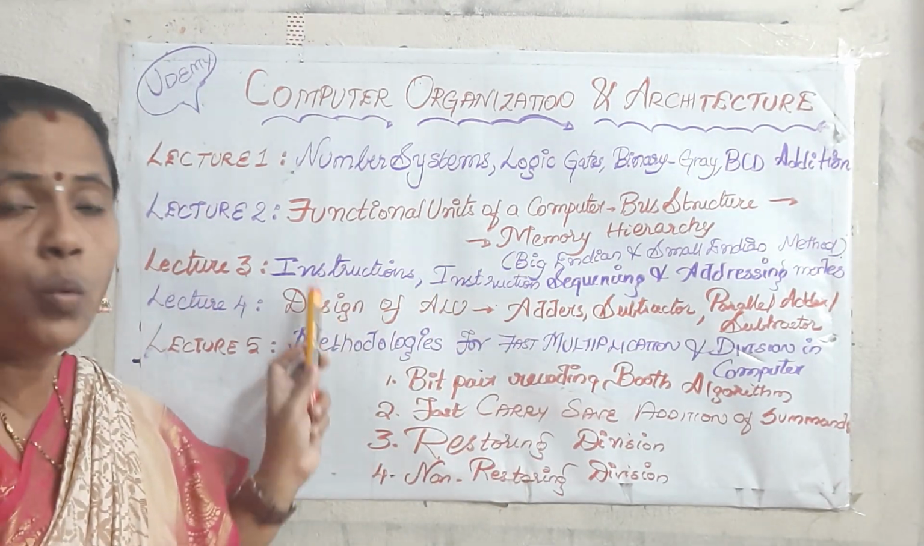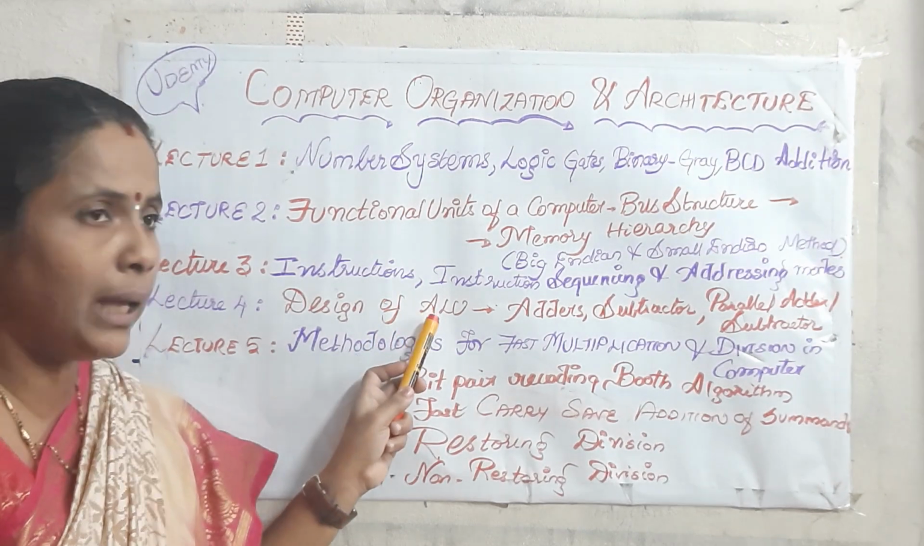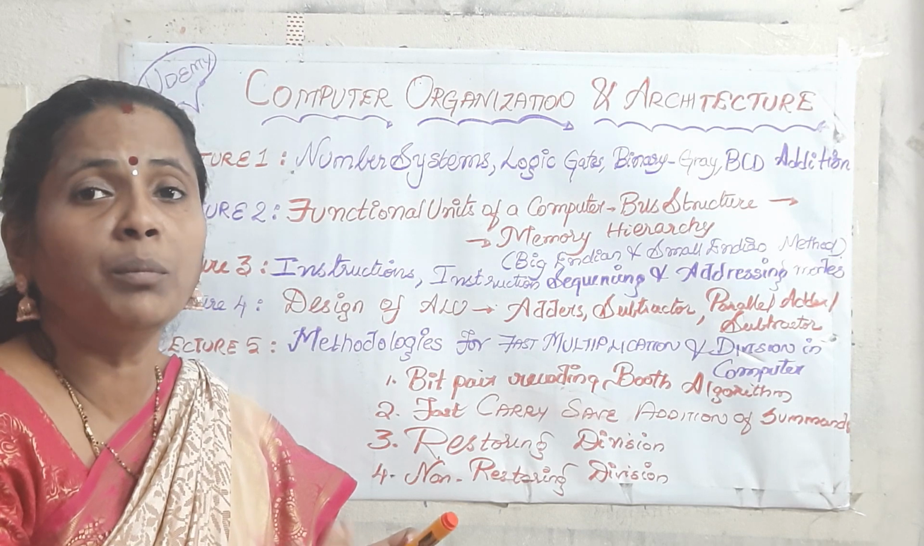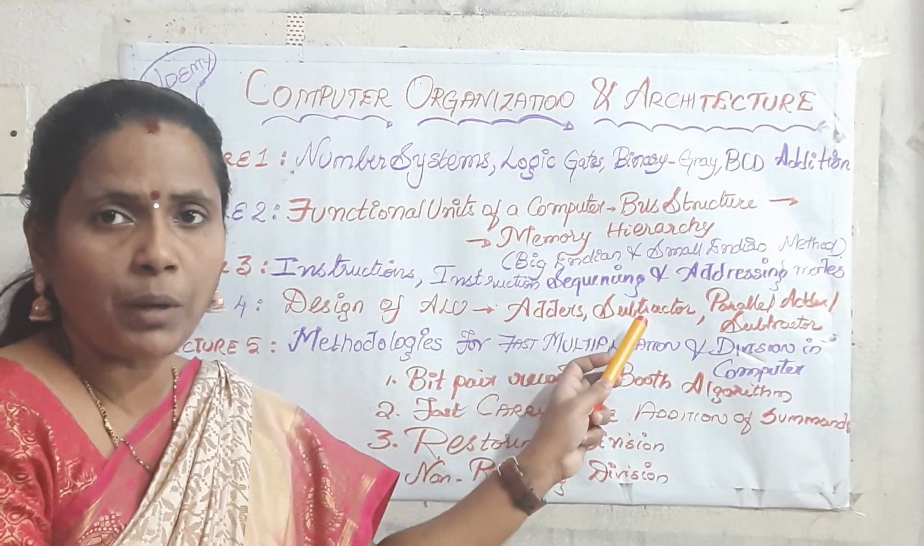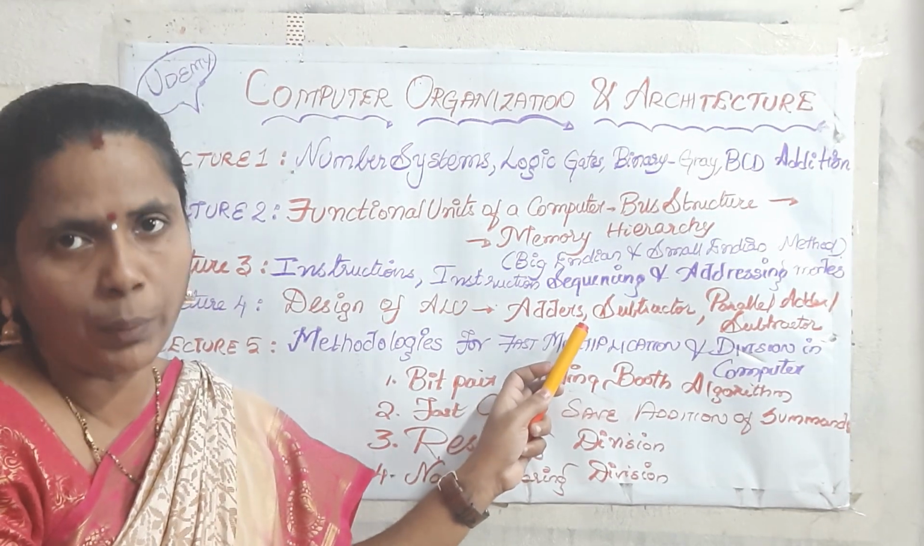Then when you move on to the design of the ALU, when we are going to comprehend the design of the ALU, what are the processes that are going to take place inside your arithmetic logic unit? Either it is going to be an addition process or a subtraction process, or what are the gates that are going to be involved to give this particular operation.